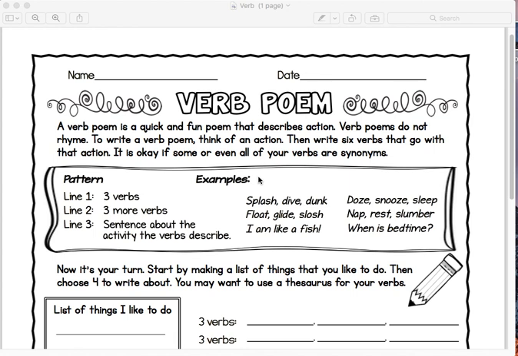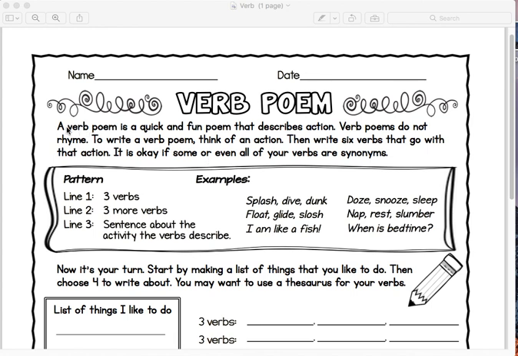Hi everybody, our next poem is called a verb poem. This is a really fun way to use verbs, which are action words, to write a short, quick little poem. So let's go over how you do this one.